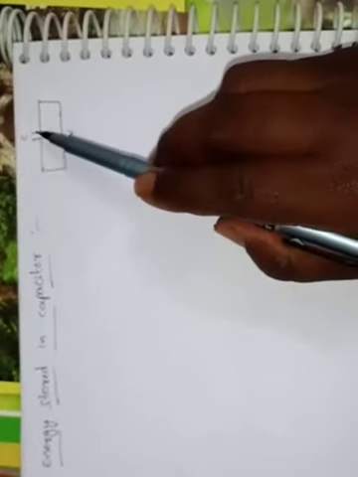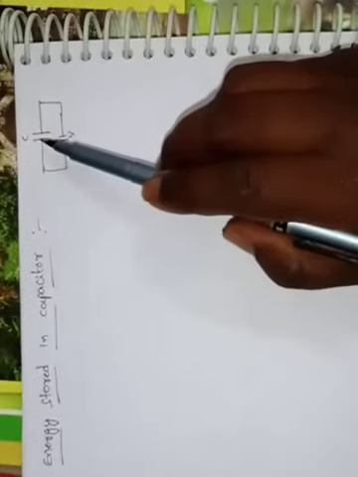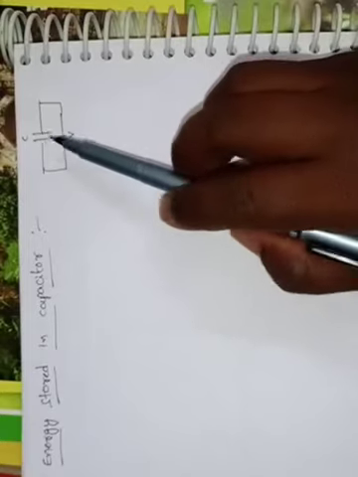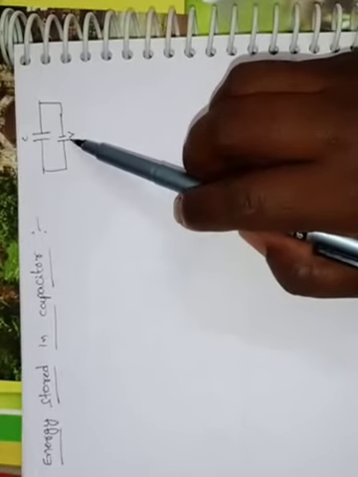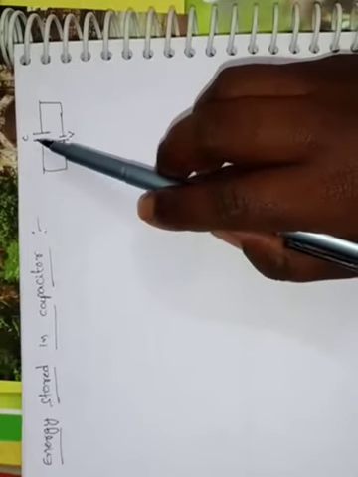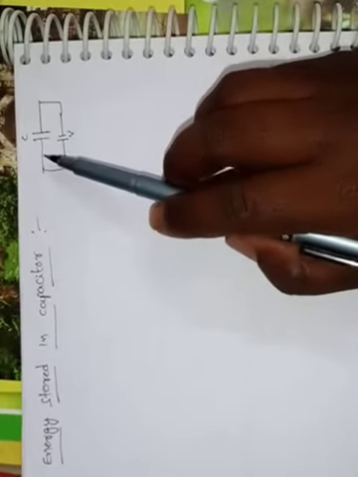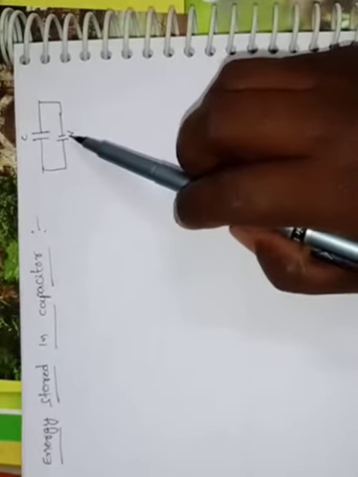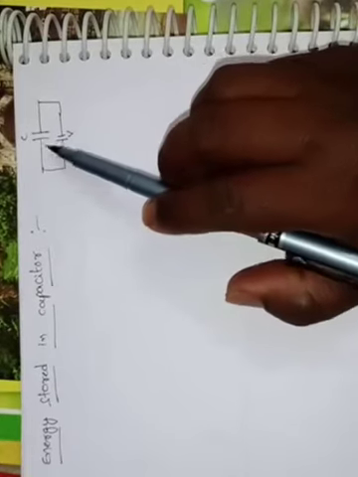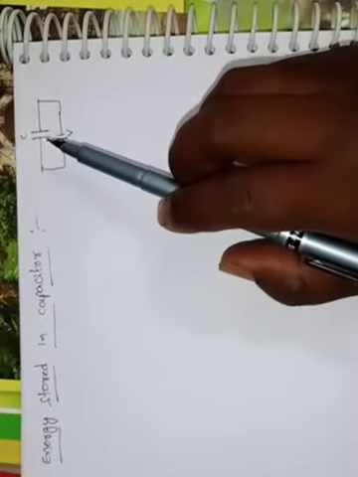Generally, initially this capacitor doesn't possess any charge. So when it is connected to this battery, it starts to charge. Initially, what is the charge on this capacitor? It is 0. When it is connected to a battery, it starts to charge from 0 to the maximum value of the charge, Q.